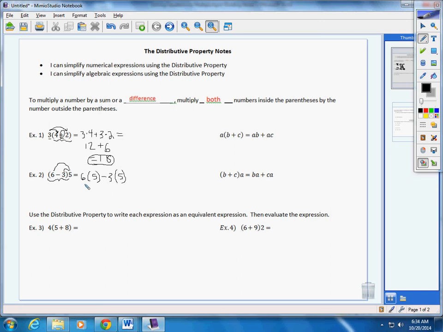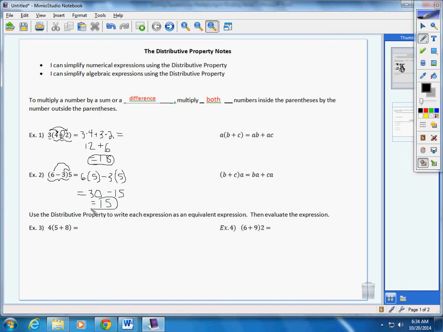Okay, now we have this guy right here is equivalent to our original problem. Now let's simplify this guy just like we did above. 6 times 5 is 30. Minus 3 times 5 is 15. And by now you probably know our answer should be 15.